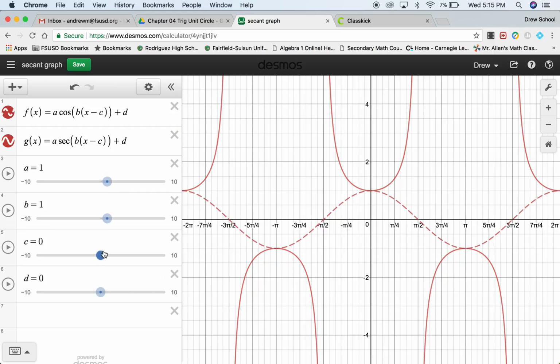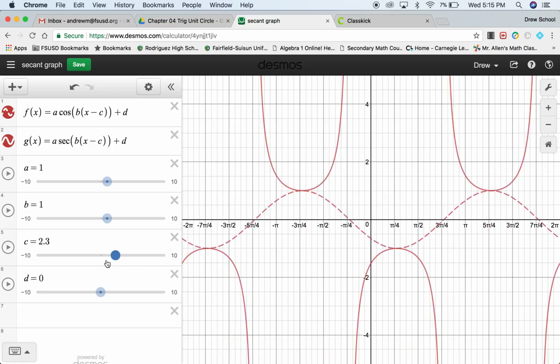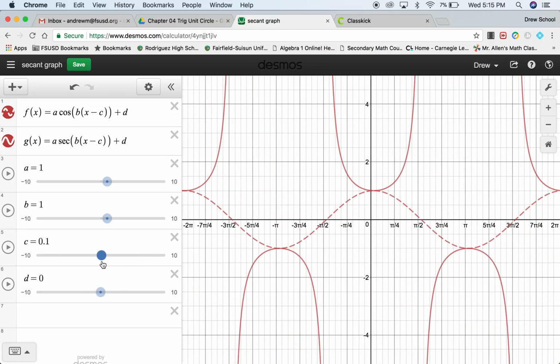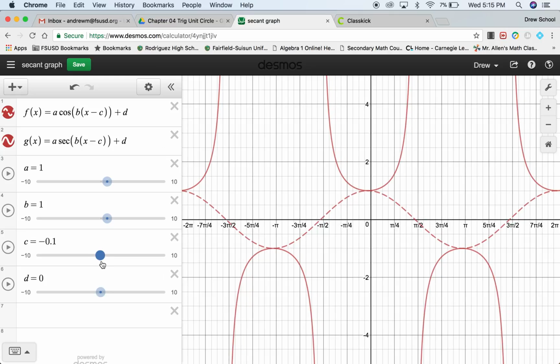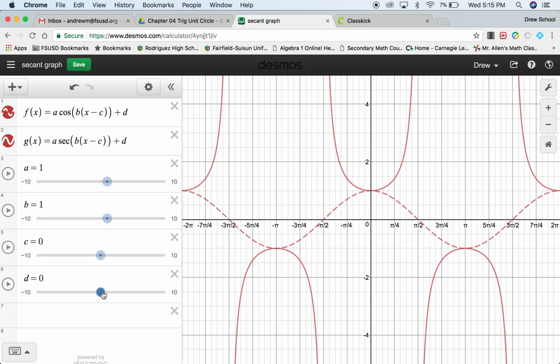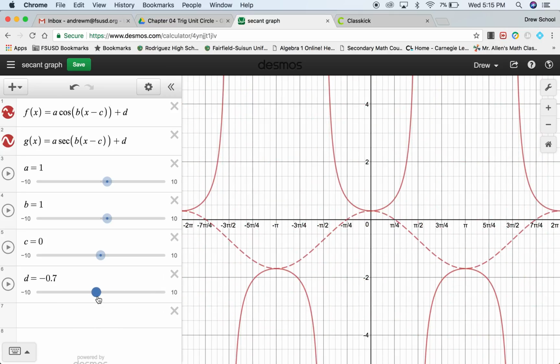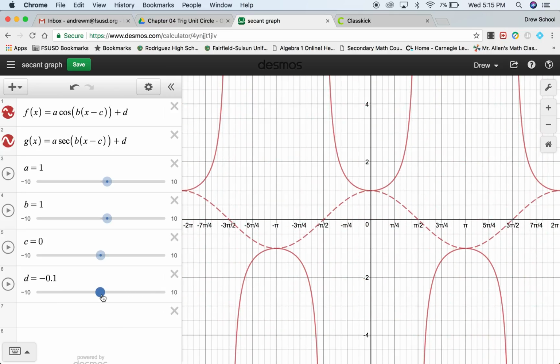Our C value moves it to the right and to the left. That's our phase shift. Shifts the graph to the left and to the right. Our D value is the vertical shift, so it moves it up and down. And the B value is our period.